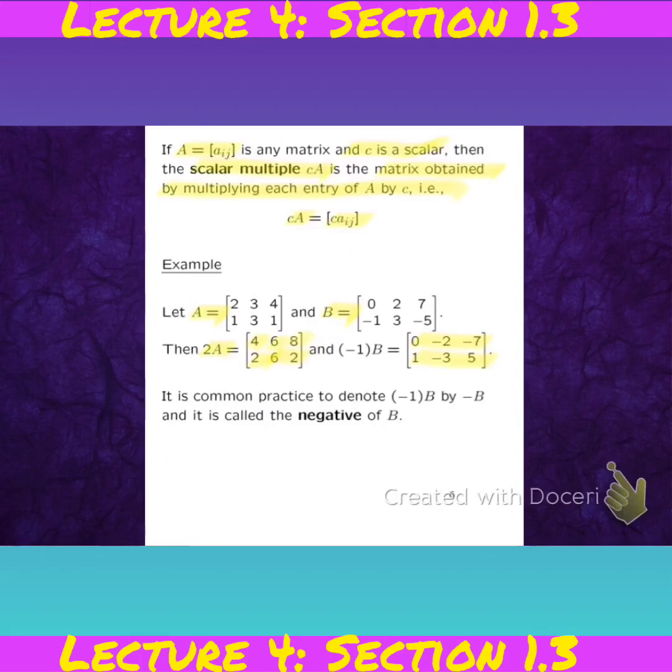Now just one note, it is common practice to denote minus B by negative B. So the -1 scalar multiple of B is simply seen as the negative of the matrix B.